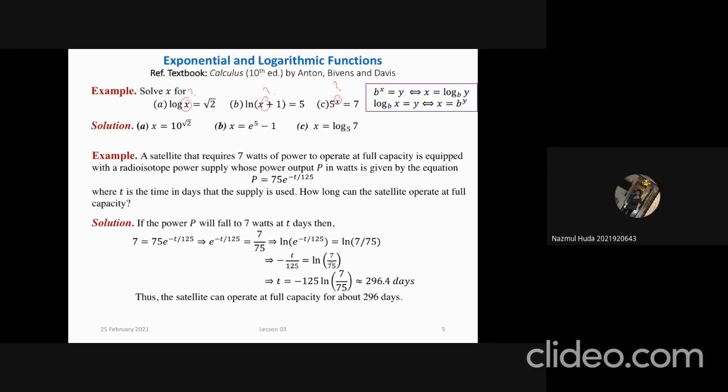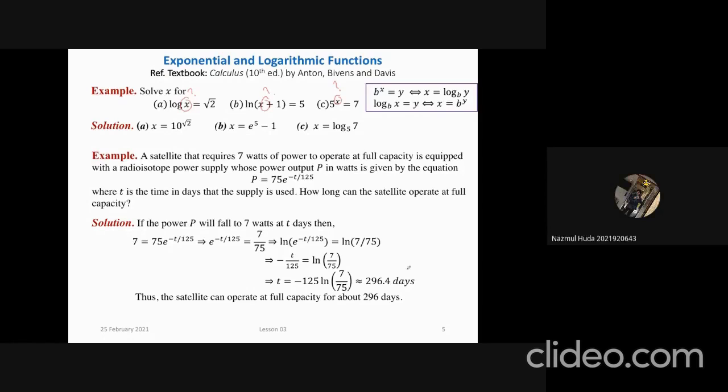Sir, ln(7/75), is that it? Yes, ln(7 by 75). So what are we doing here? We take the logarithm on both sides. Which logarithm? What will be the base of that logarithm? Should I take base 10 or 2? What will be the base? Since the base of the exponential function is e, on both sides we will take the logarithm with base e. Logarithm with base e we denote by ln. I hope it is clear for you, right?